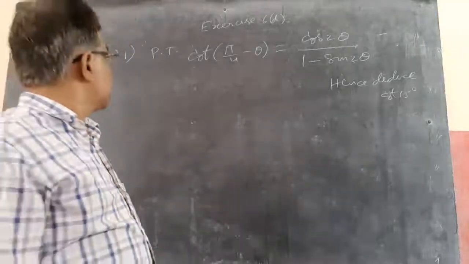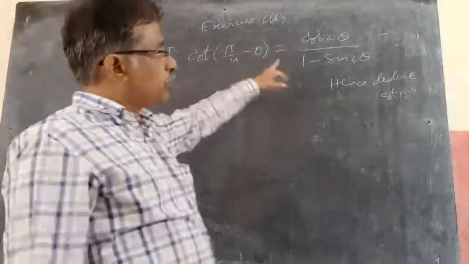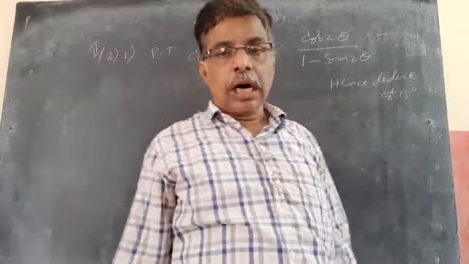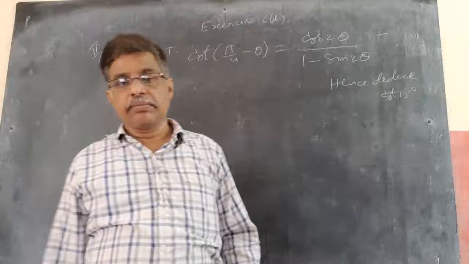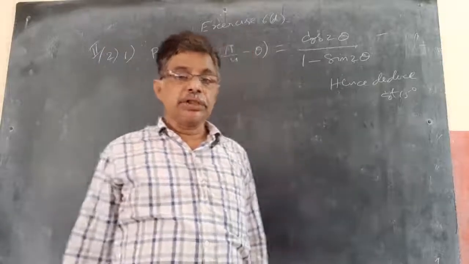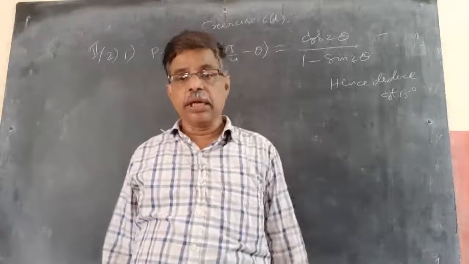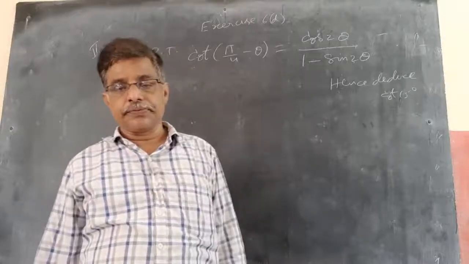Next sum. Prove that cot of pi by 4 minus theta equal to cos 2 theta by 1 minus sin 2 theta. Hence deduce the value of cot 50.